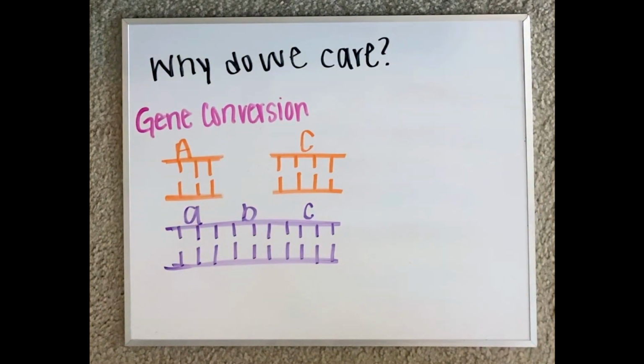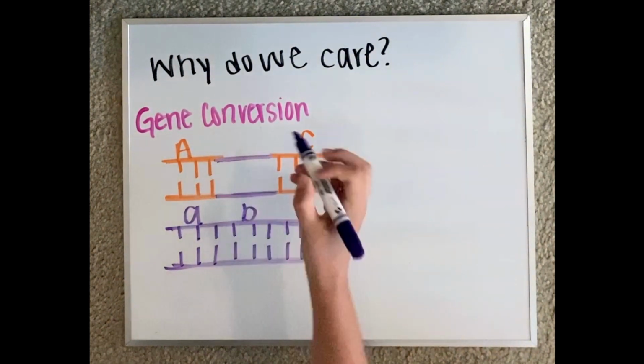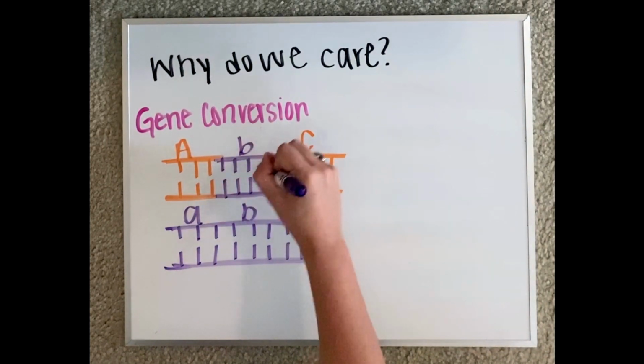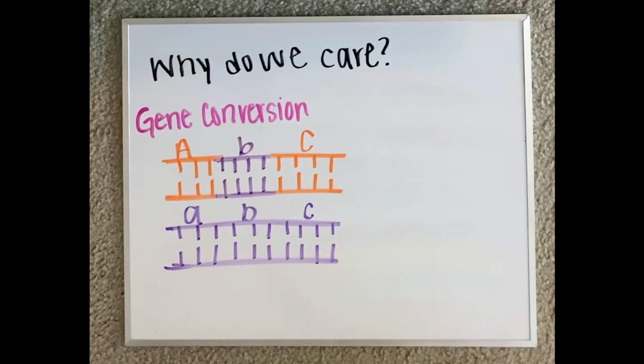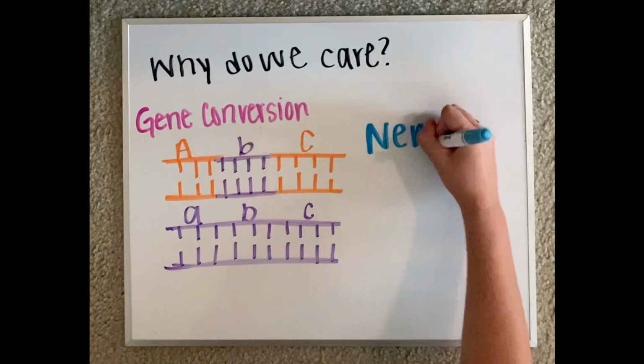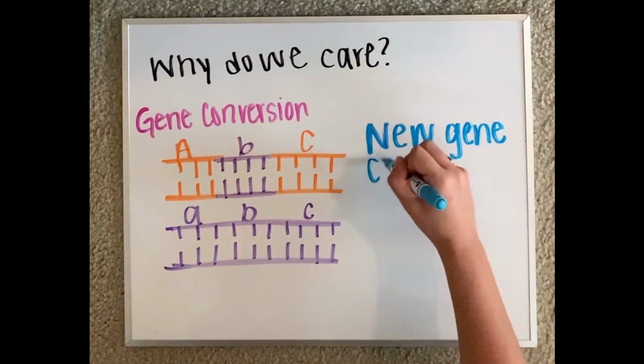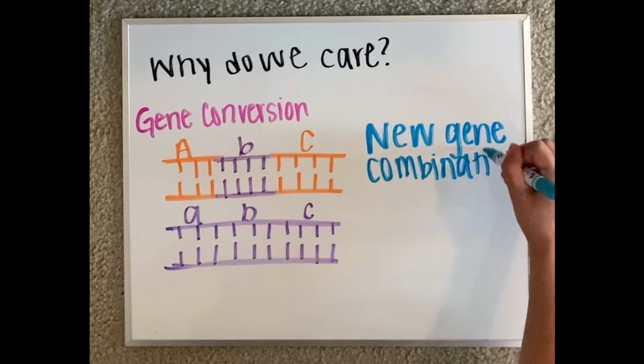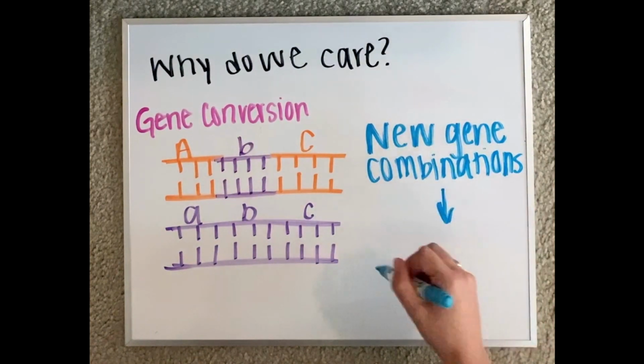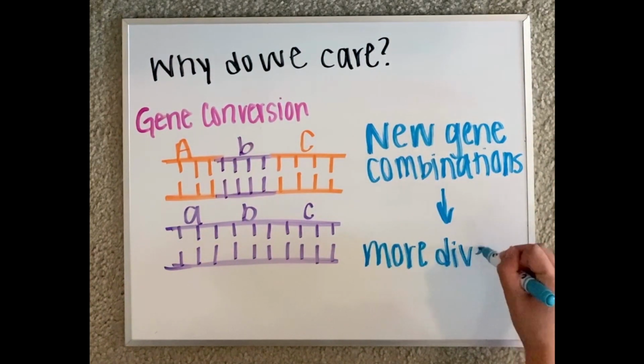So when HDR is used to fix this double-stranded break, this new gene will then be replicated where the DNA damage occurred. Although these homologous chromosomes are very similar, this new gene combination can lead to more genetic diversity within the individual.